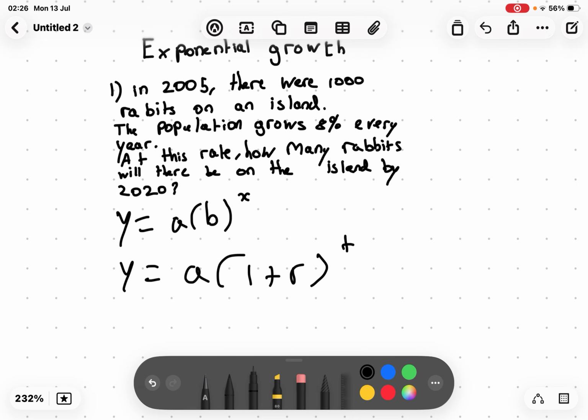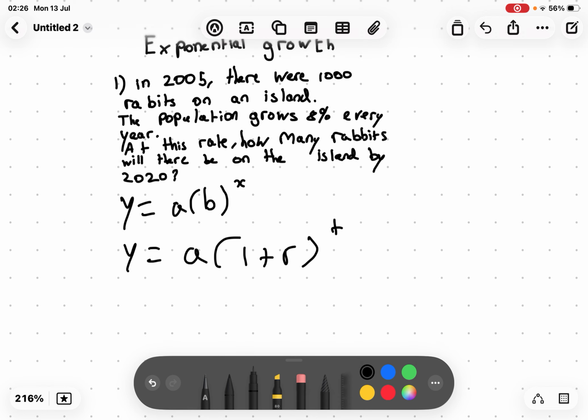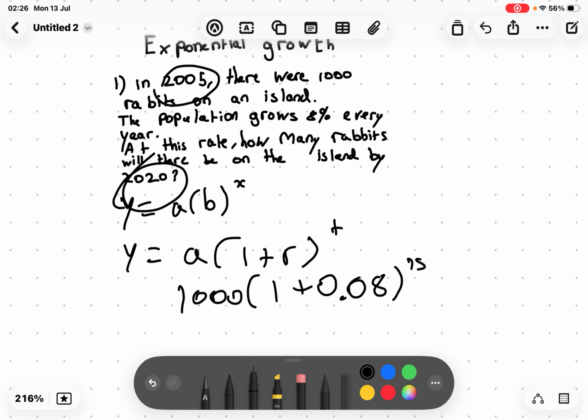And then time. So we know that the initial is 1,000 population, then 1 plus 0.08, because that's 8% in decimals, and then how many years? Well, look, 15, because the difference between these years is 15. So the answer of this is 3,172.